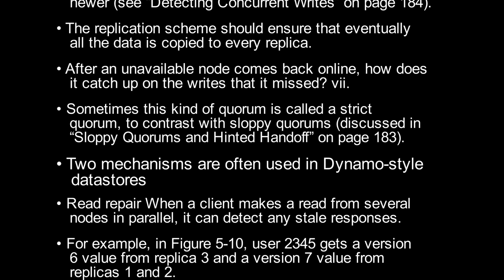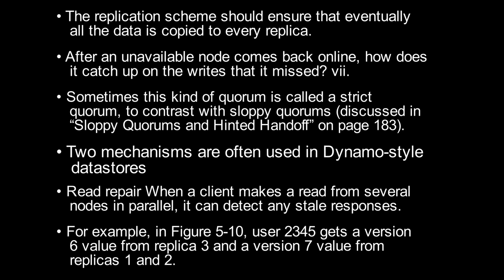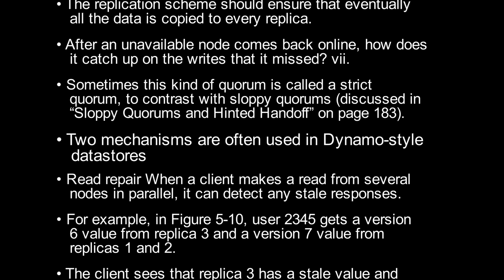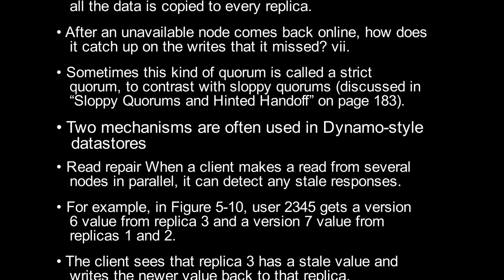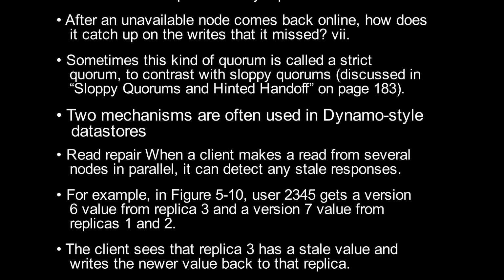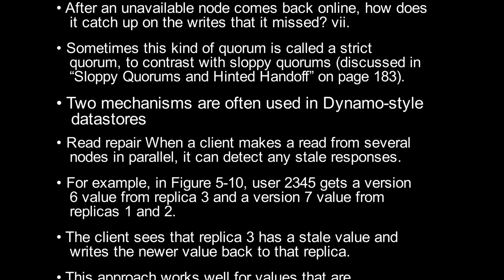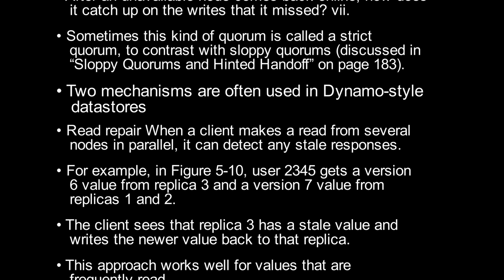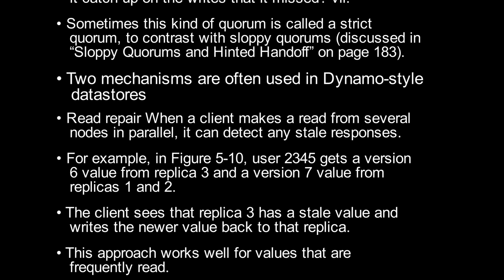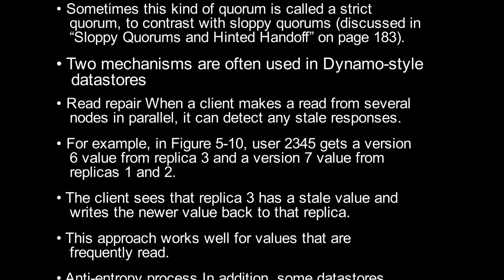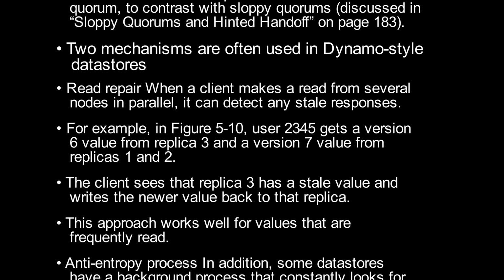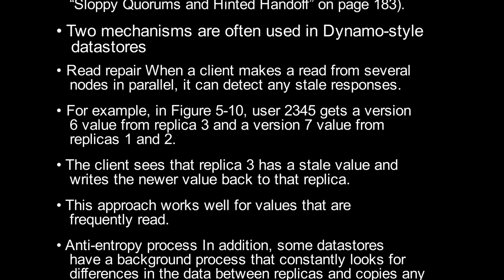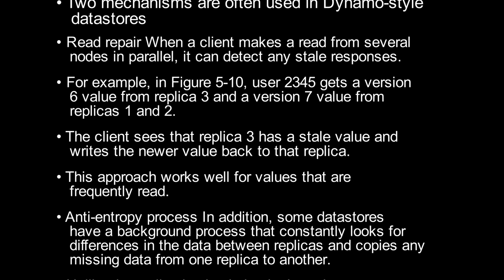Read repair. When a client makes a read from several nodes in parallel, it can detect any stale responses. For example, in Figure 5-10, user 2345 gets a version 6 value from replica 3 and a version 7 value from replicas 1 and 2. The client sees that replica 3 has a stale value and writes the newer value back to that replica. This approach works well for values that are frequently read.